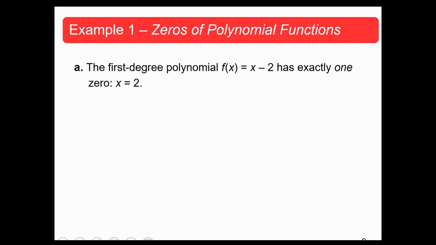So let's look at this first one. We have the polynomial x minus 2. This one is to the first power, so it has exactly 1 zero, and that particular zero happens to be at x equals 2.